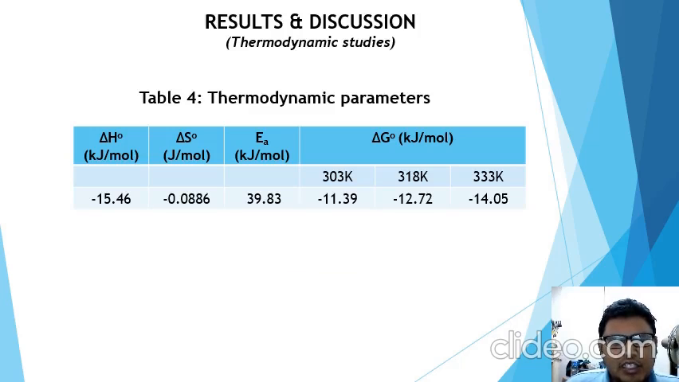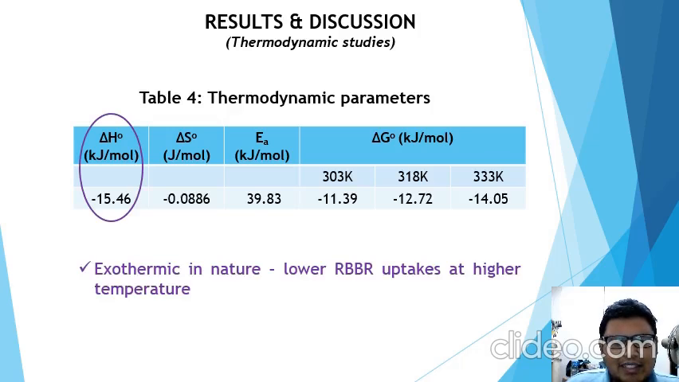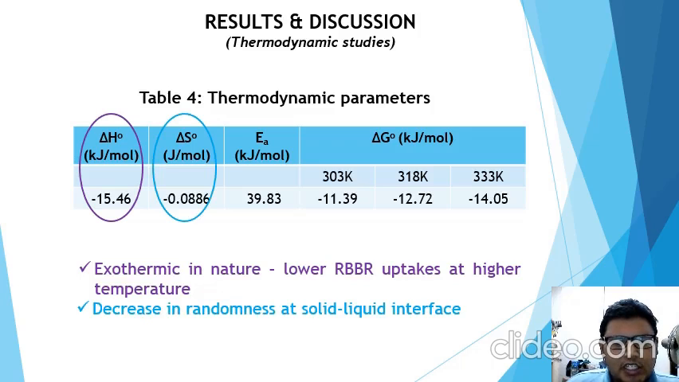The value for change of enthalpy is negative, and this indicates exothermic in nature, which explains the lower RBBR uptakes at higher temperature. The negative value of change of entropy indicates that there is a decrease in randomness at the solid-liquid interface. The value for activation energy is 39.83 kJ per mole.